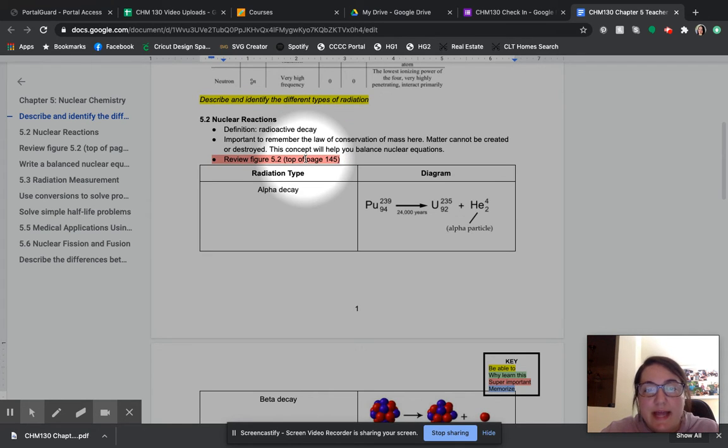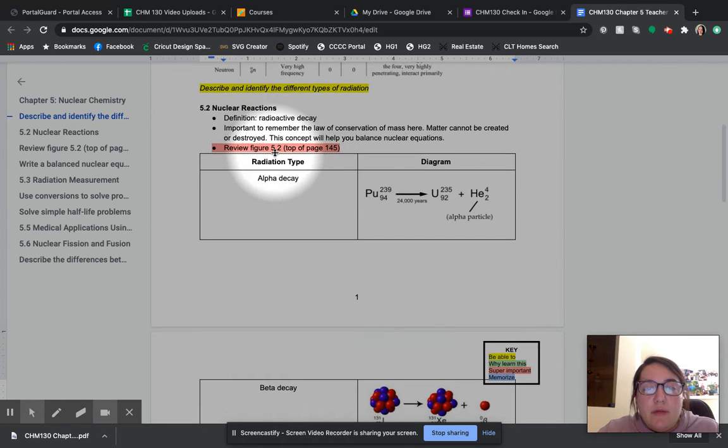radioactive decay nuclear equations or reactions. And what I really want to point out here is that it seems really complicated, but it isn't. You just have to remember to use the law of conservation of mass, which means matter cannot be created or destroyed, and this will help you balance any nuclear equation. They're not going to get too complicated in this class.